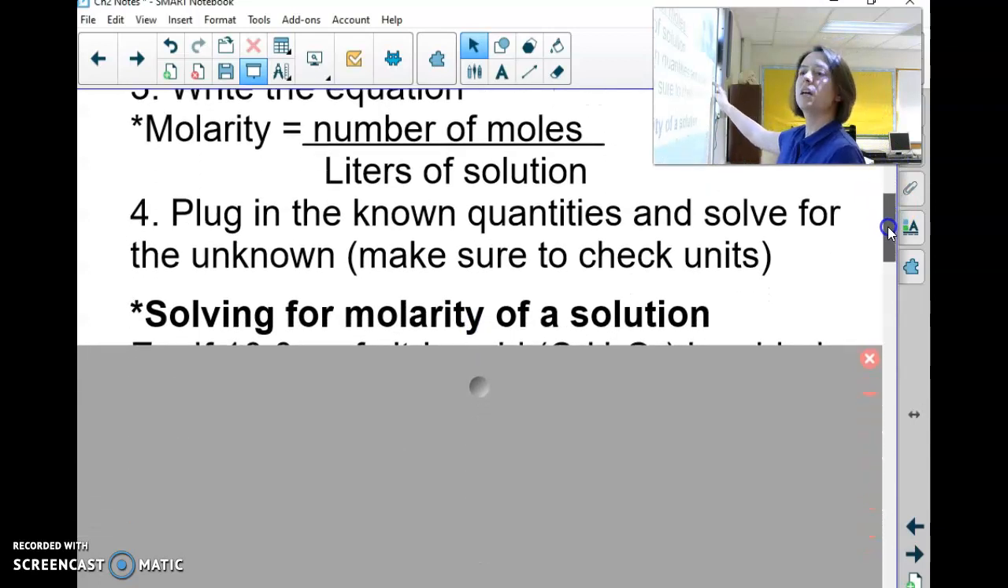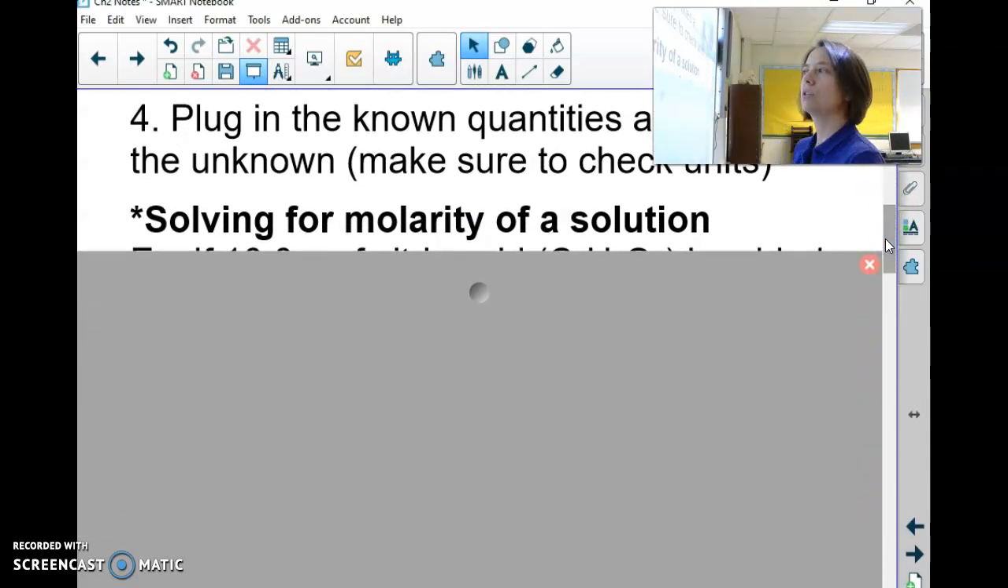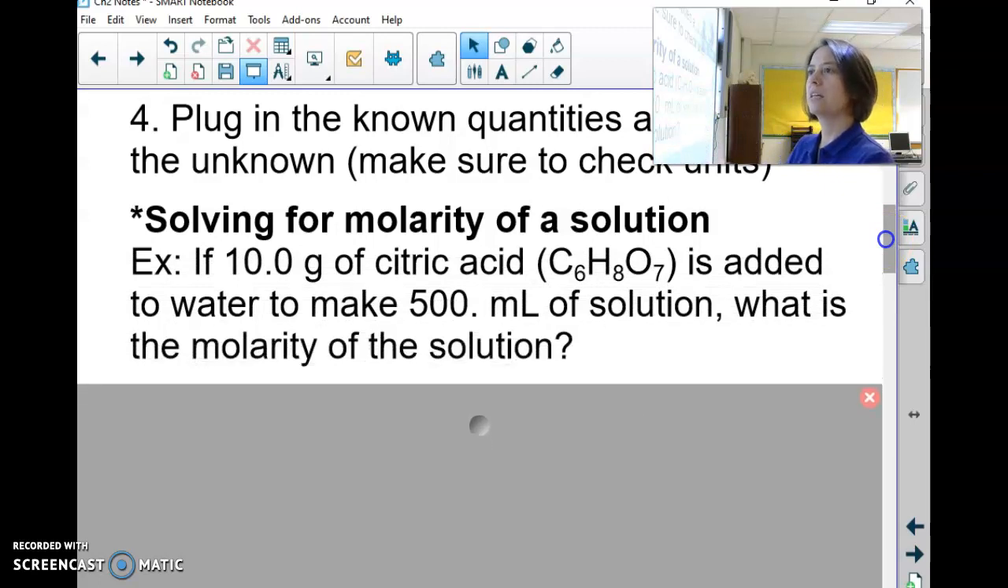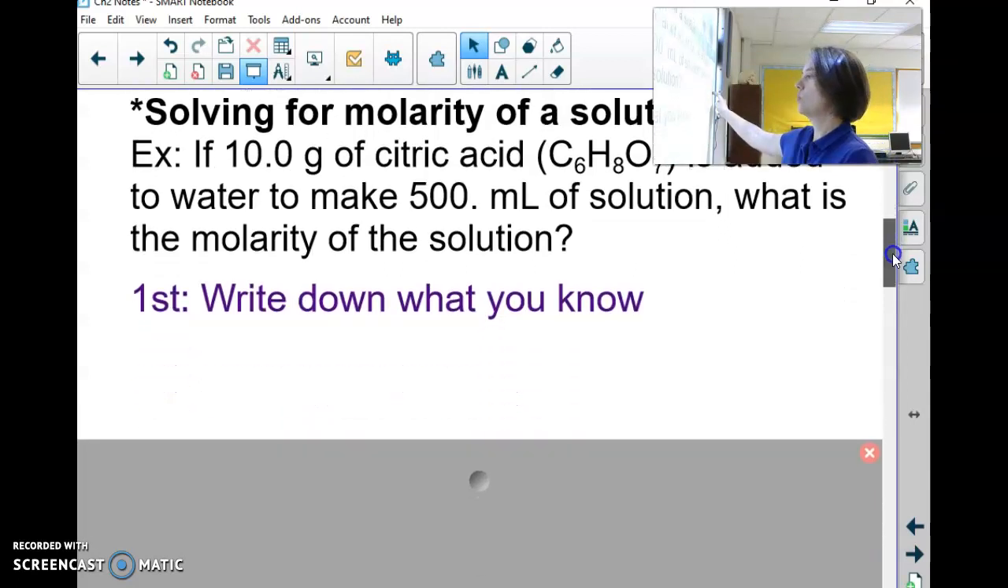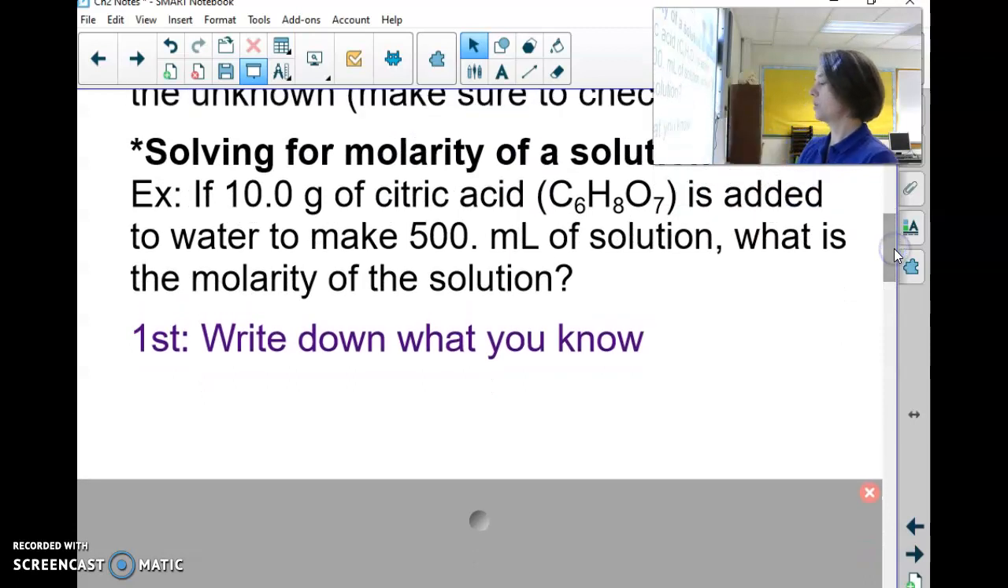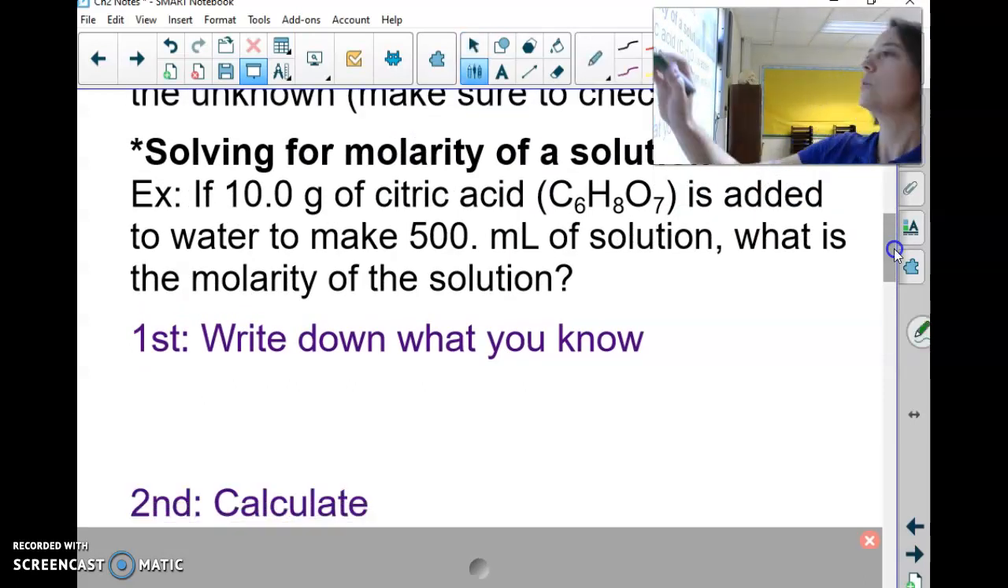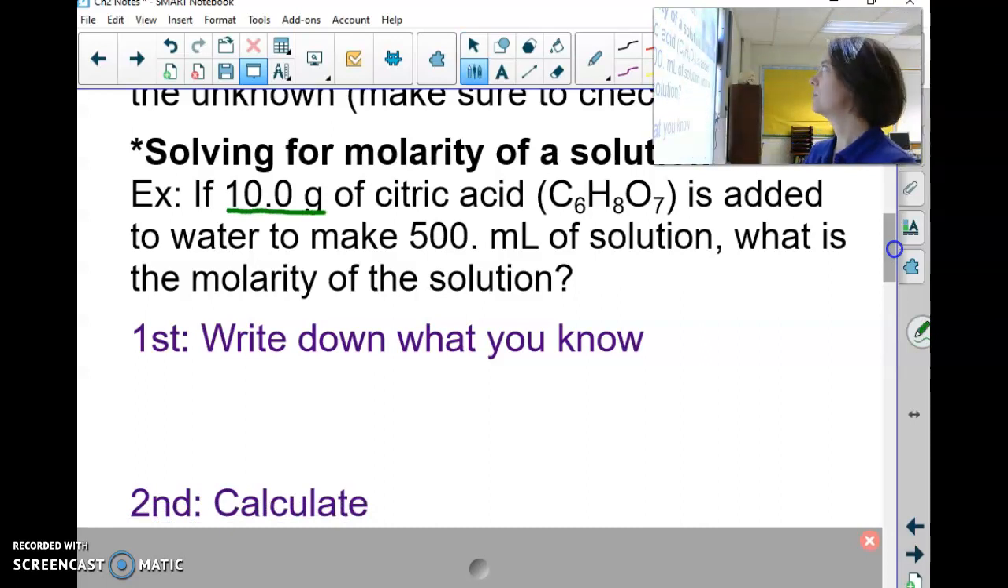So let's do an example where we solve for the molarity of a solution. Please write down this example. If 10.0 grams of citric acid, which is C6H8O7, is added to water to make exactly 500 milliliters of solution, what is the molarity of the solution? First thing we're going to do is write down what we know. We know we have 10 grams of citric acid. We know we need 500 milliliters of solution. And we're trying to figure out the molarity.